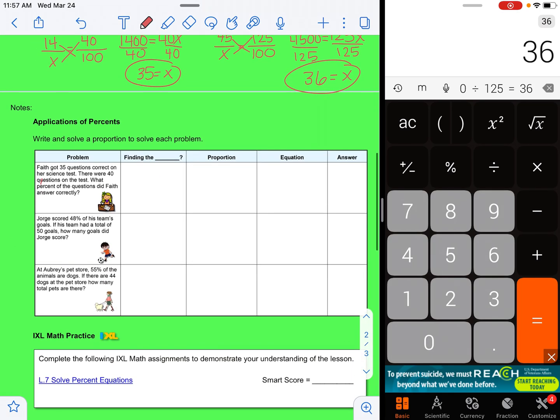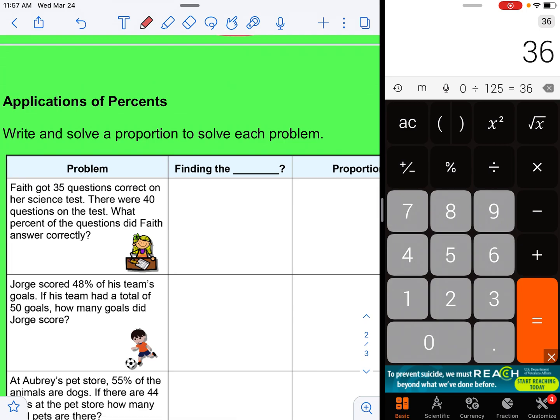Alright, so we have 3 more problems left. Now we're going to talk about applications and some word problems that you might see. Okay, so let's take a look at our first one. Faith got 35 questions correct on her science test. There were 40 questions on the test. What percent of the questions did Faith find correctly?